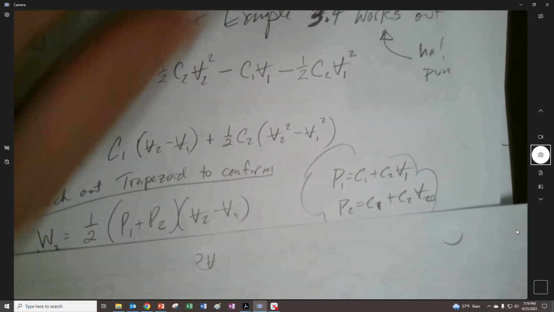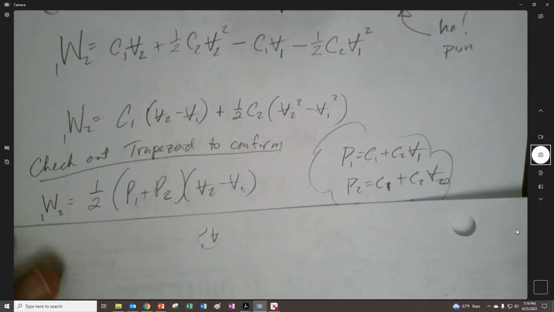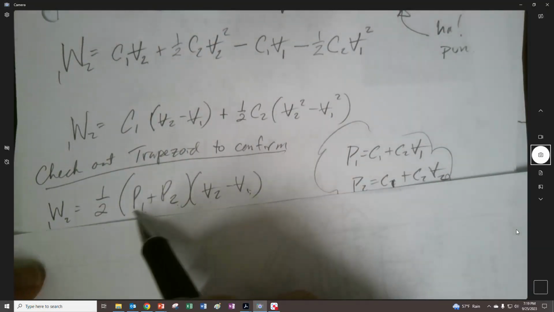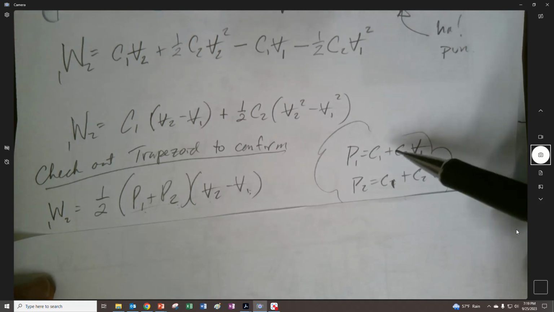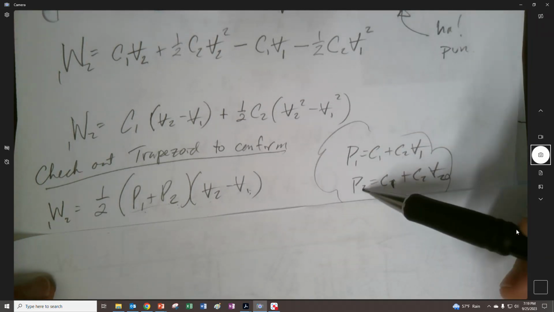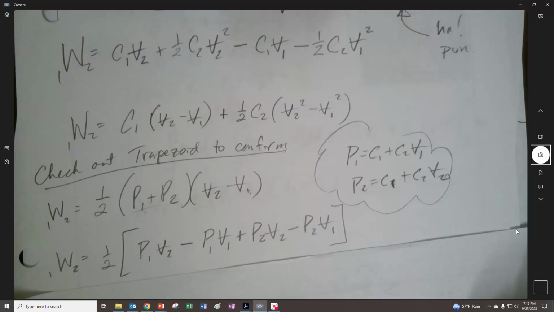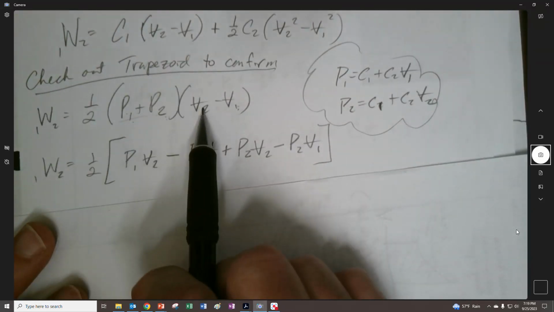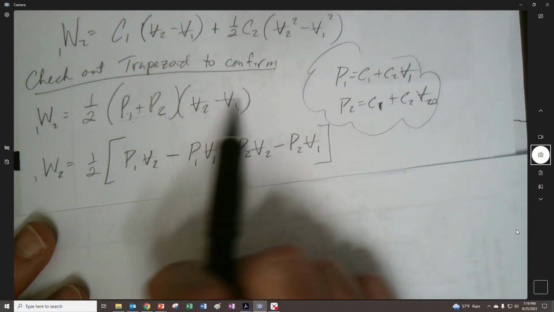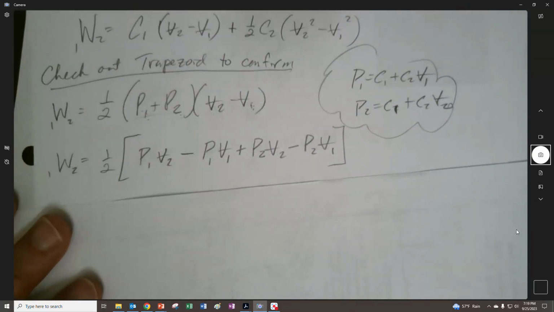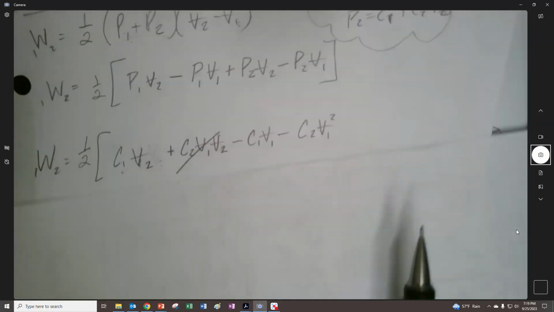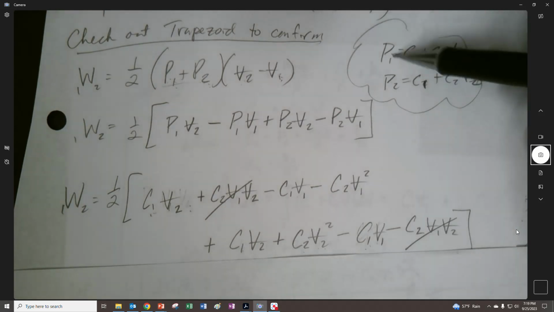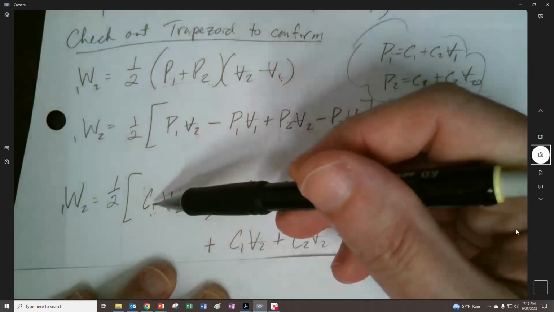I decided that I just didn't want to bother with all of the algebra going from the other direction. So here's what I had written on the previous page, notably that P1 and P2 are equal to these things right there. I separated these out as P1 times this, P1 times this, just like you learned in algebra. Separate those things up, and then I substituted P1 and P2 into here.